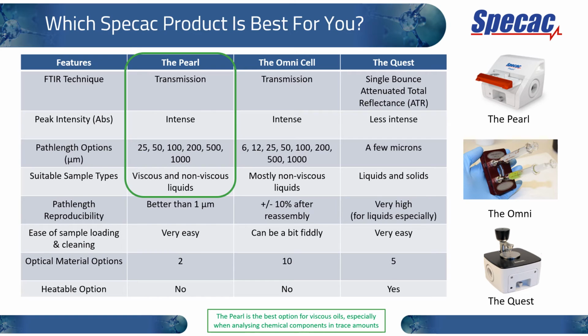they're all very high, but the Pearl in particular, we say is better than 1 micron. And in terms of ease of sample loading and cleaning, it's very easy with the Pearl and the Quest. Both the Omnicell, it can be particularly fiddly, especially when analysing viscous liquids. The Pearl has 2 optical material options in calcium fluoride and zinc selenide, but at the moment it doesn't have a heatable option.